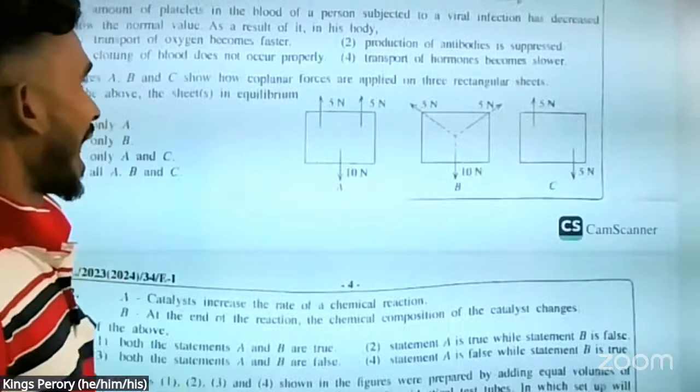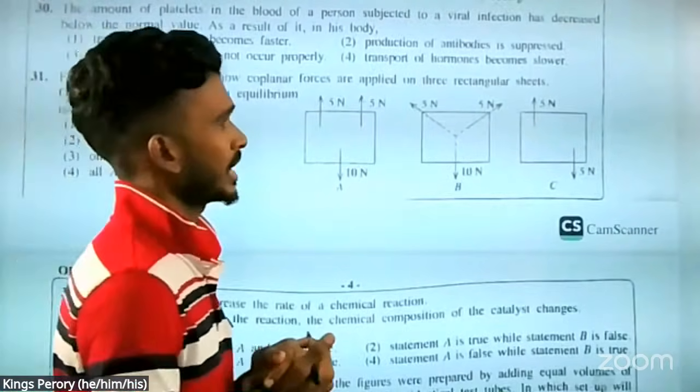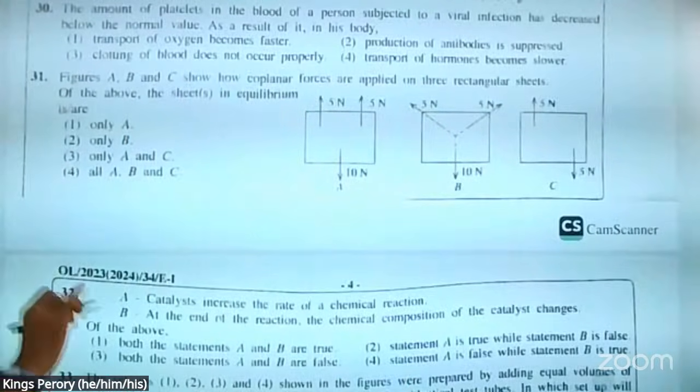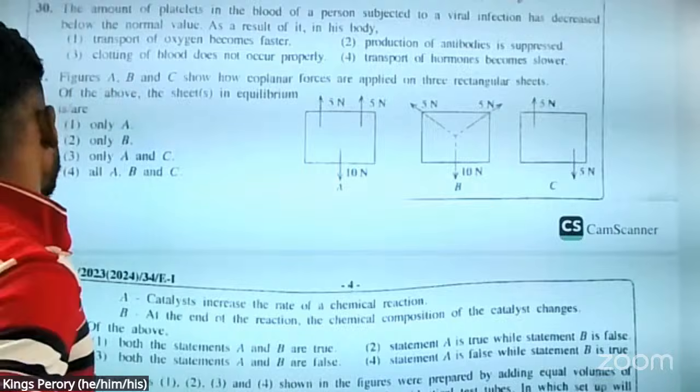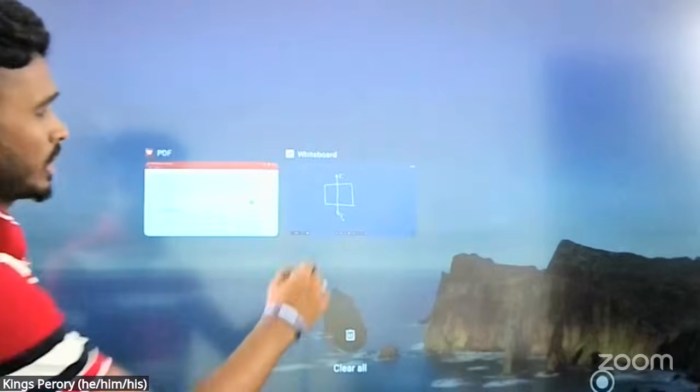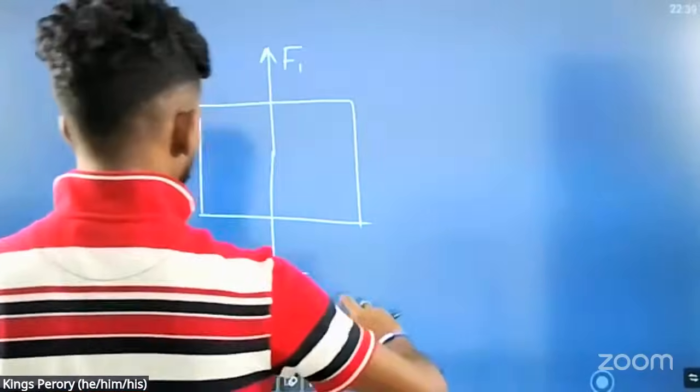A, B, C show how coplanar forces are applied on three rectangular sheets. Which of the sheets is in equilibrium? We'll analyze the equilibrium situation.